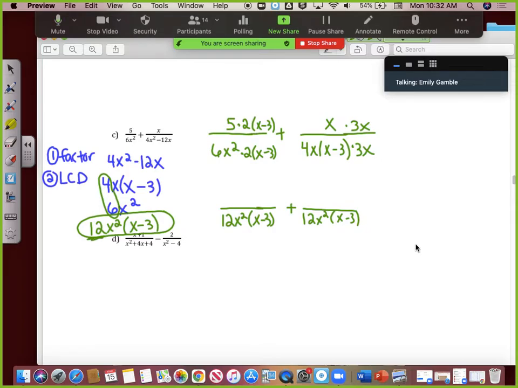So 5 times 2 times x minus 3 is going to end up being 10 times x minus 3, which is 10x minus 30. And then x times 3x is 3x squared. Then all I would have to do next is go ahead and add those together. So 3x squared plus 10x minus 30 all over 12x squared times x minus 3.